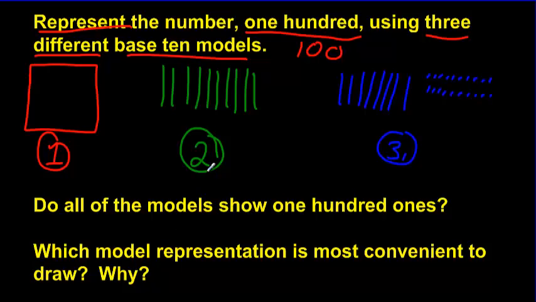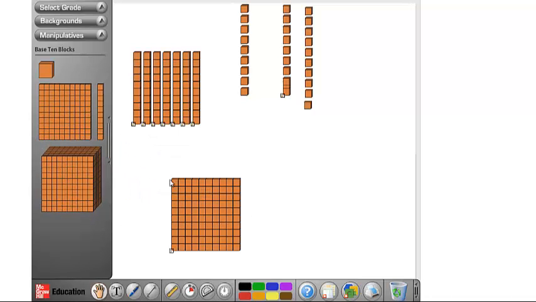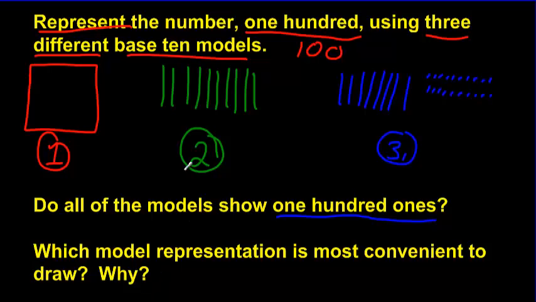Alright, so options again. Do all the models show 100 ones? Well, let's see. This one here does show 100 ones. Look, every 100 block has 100 ones in it. So this one, yes, it does. Our second example does show 100 ones. Remember, every rod has 10 elmos or ones.